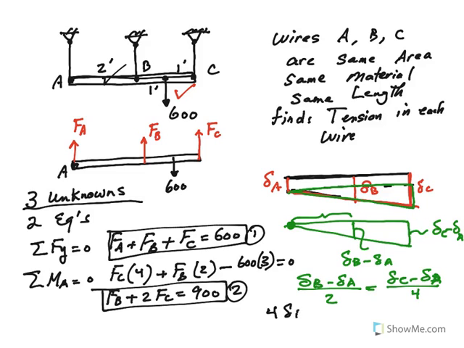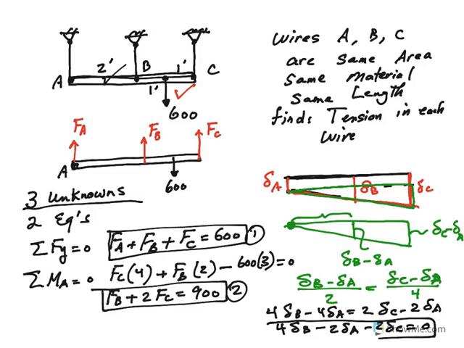So we have 4 delta B minus 4 delta A. Just multiply through. Equal 2 delta C minus 2 delta A. And then maybe even bring them to one side. 4 delta B minus 2 delta A minus 2 delta C equals 0. And now you put the equivalent of delta. I'll do it up here because I don't want to go to another page.